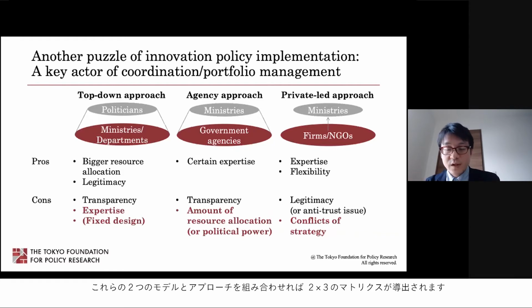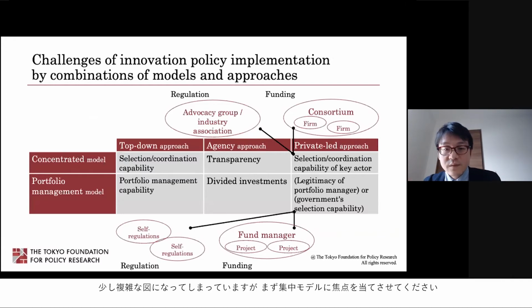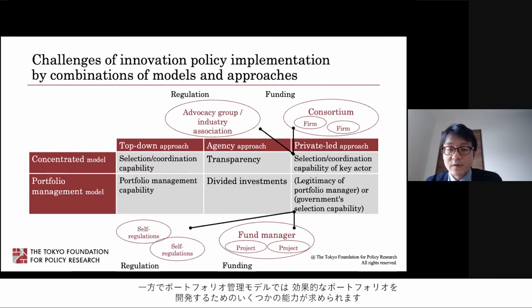So if we combine these two models and approaches, we can obtain this 2x6 matrix. Here are some examples, but let me just focus on the issues of concentrated models. The concentrated models often involve coordination or selection issues. So the actors should have a certain capability, while the portfolio management model also requires several capabilities to develop efficient portfolios.